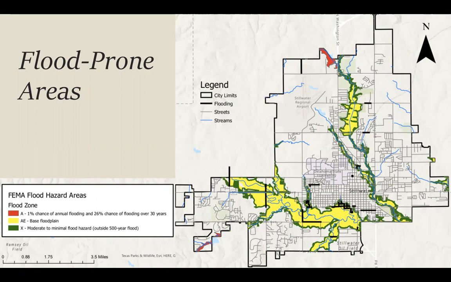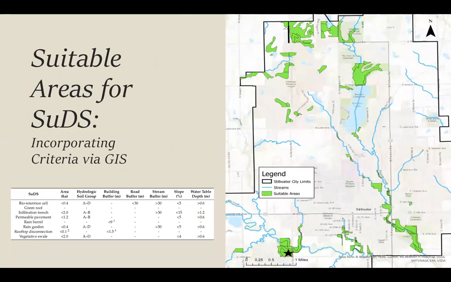And if you see the thicker black lines in those yellow areas, that is where flooding was occurring, especially during the 2019 event during May. Taking that layer and combining with what kind of criteria is needed for a sustainable drainage system, as well as what properties were already owned by the city of Stillwater, I was able to find these green suitable areas throughout city limits.